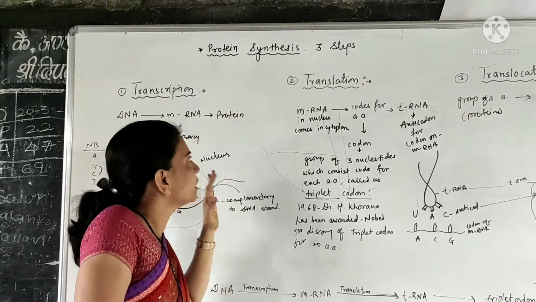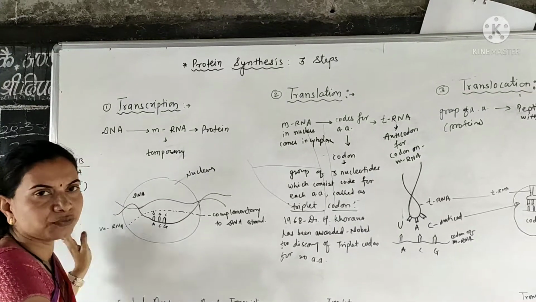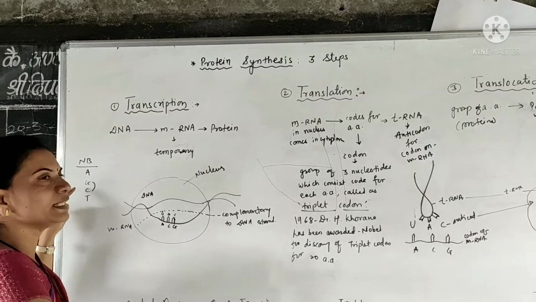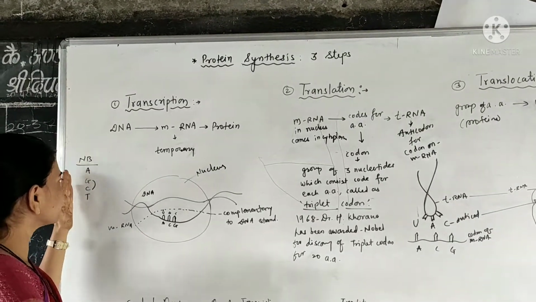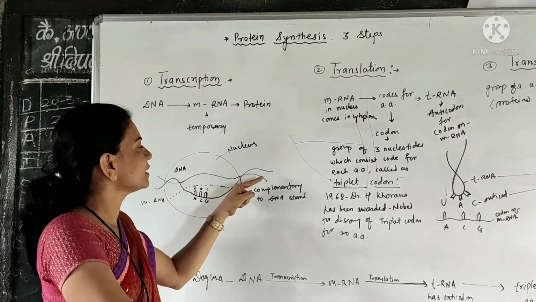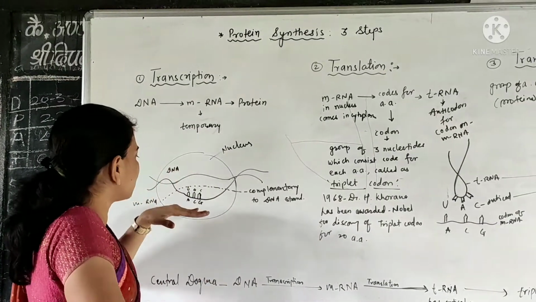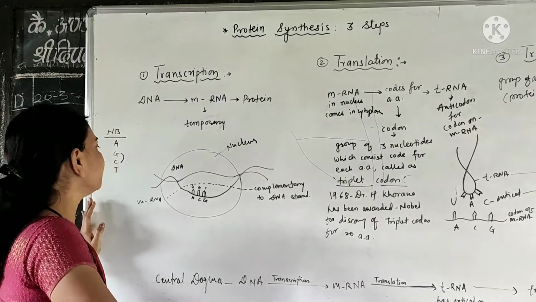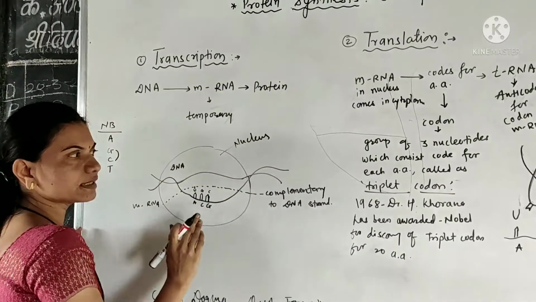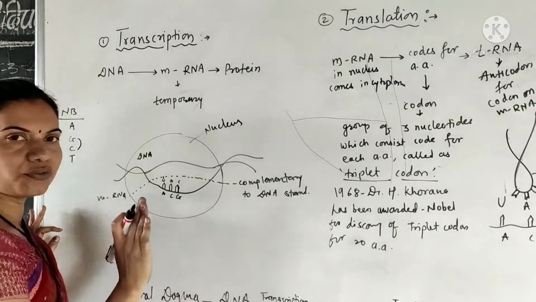So we studied this first process in detail. What happened? You know, there are 4 nitrogenous bases. Which nitrogenous bases? Adenine, guanine, cytosine, thymine. These are the 4 nitrogenous bases which are present on the DNA strand and also on the mRNA strand. In this nucleus of the cell, what happened? The mRNA strand is a complementary strand. How is this complementary strand formed? For this, one strand of DNA is used.